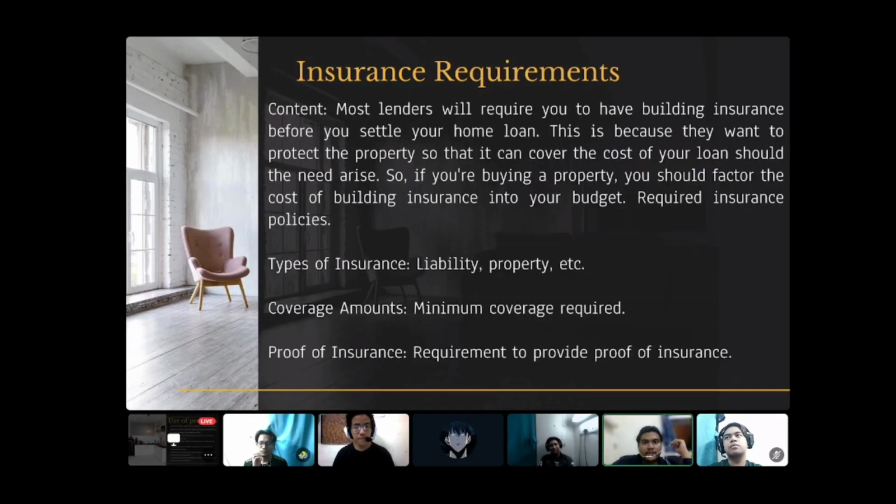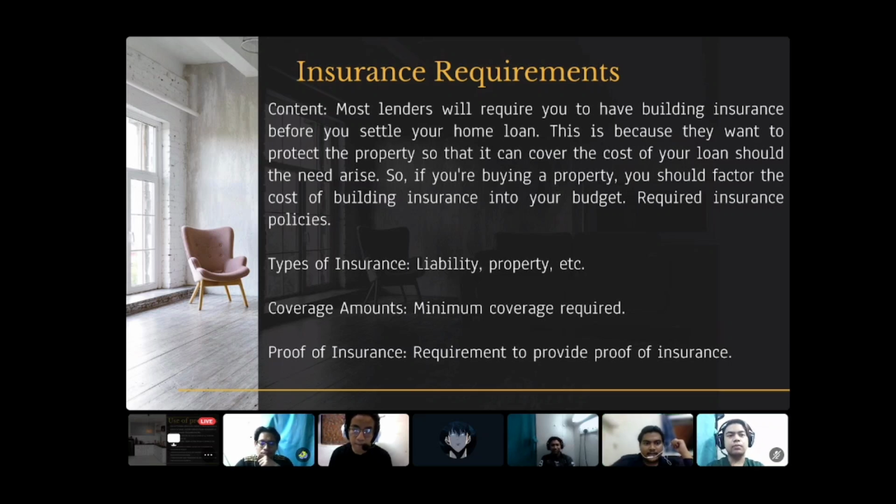So for the insurance requirements, most lenders will require you to have building insurance before you settle your home loan. This is because they want to protect the property so that it can cover the cost of your loan should the need arise. So if you are buying a property, you should factor the cost of the building insurance into your budget. Required insurance policies.